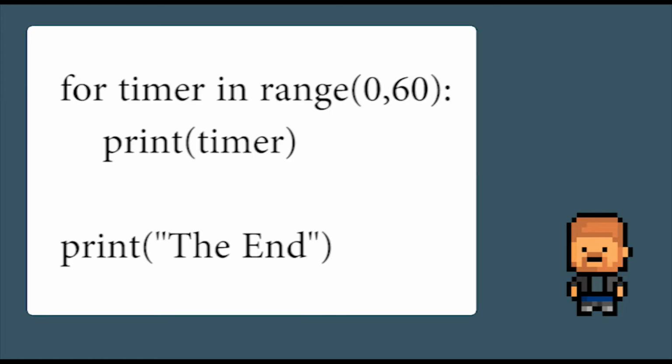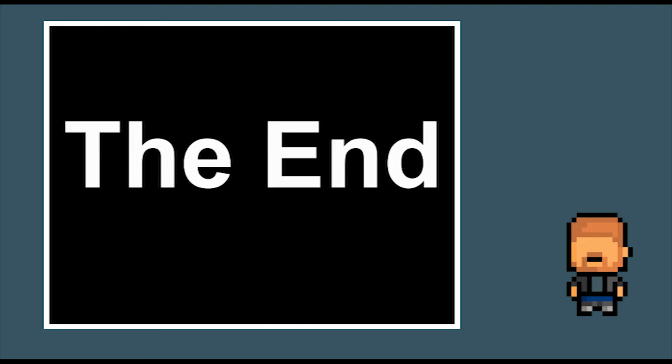The first one is a count-controlled loop. This repeats a set of instructions a set number of times. In Python, it would look something like this: for timer in range between 0 and 60, print timer, and at the end, print the end. What this would do is print 0 to 60 on the screen. Each time around the loop, it increases the value of timer until it reaches 60, and then it breaks out of the loop and prints the end.